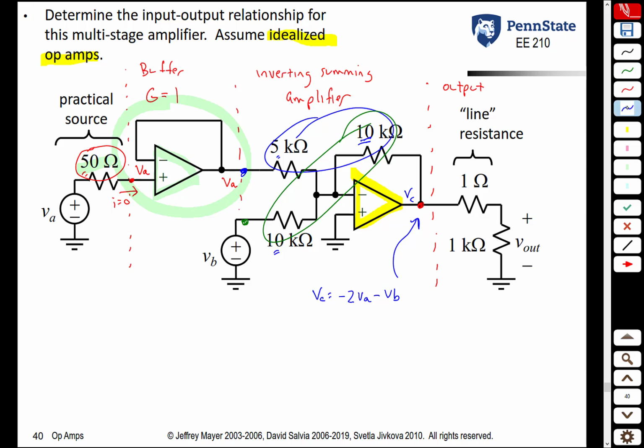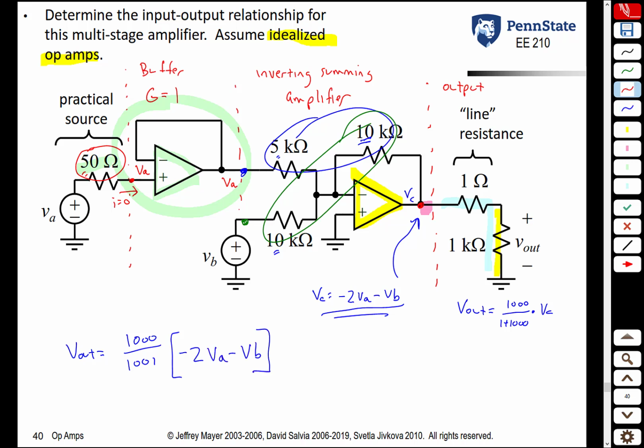Finally, in this last part, we just see a voltage division. Vout is equal to 1,000 over 1 plus 1,000 times VC. So what is Vout going to be? Vout is going to be 1,000 over 1,001 times what? Times VC, which is negative 2VA minus VB.